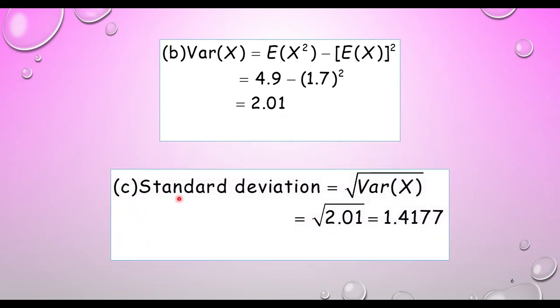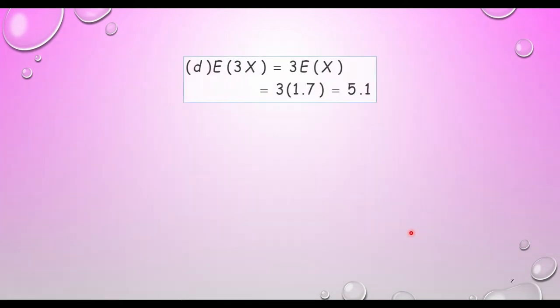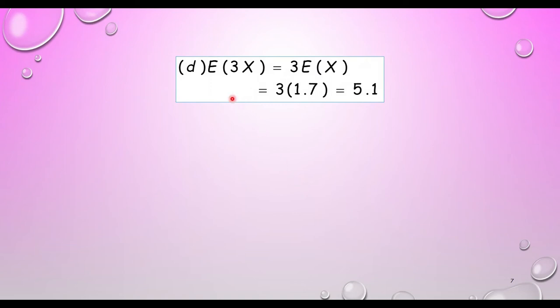C, the standard deviation is given as the square root of variance X. So you need the square root of 2.01 and the answer is 1.4177. Okay, now we continue. D, the expected value for 3X.